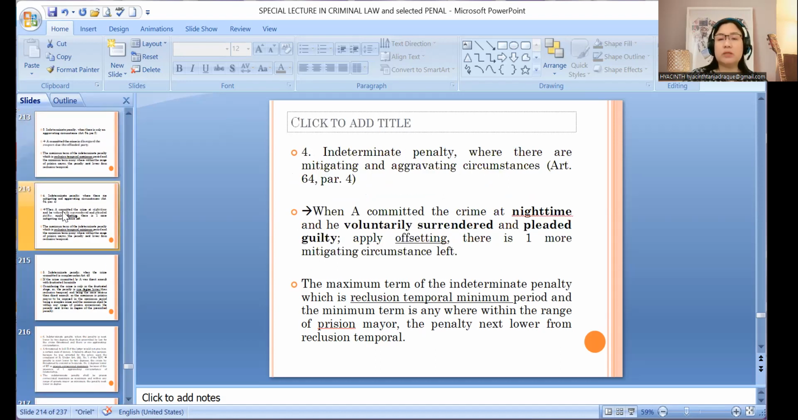How about if there are mitigating and aggravating circumstances? When A committed a crime at nighttime and he voluntarily surrendered and pleaded guilty, we apply offsetting. After applying offsetting, there is one more mitigating left. So what would be the indeterminate penalty to be imposed upon the accused? Reclusion temporal minimum as the maximum of the indeterminate penalty, and the minimum shall be within any range of prisión mayor, which is the penalty next lower from reclusion temporal.